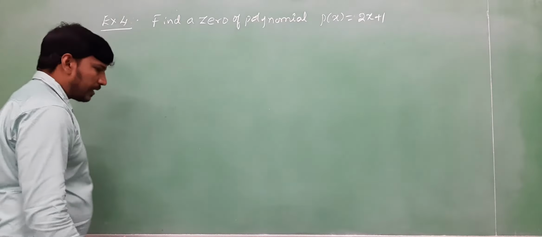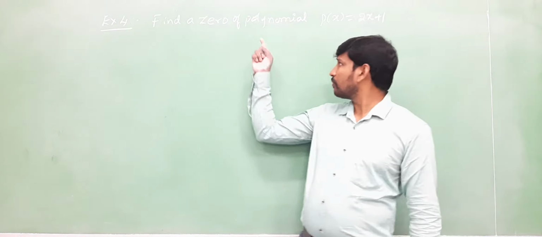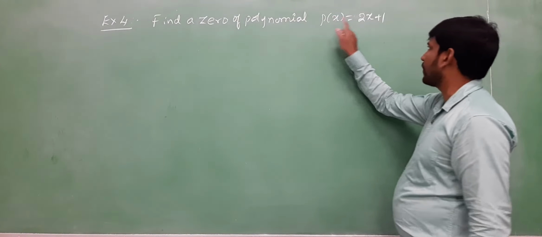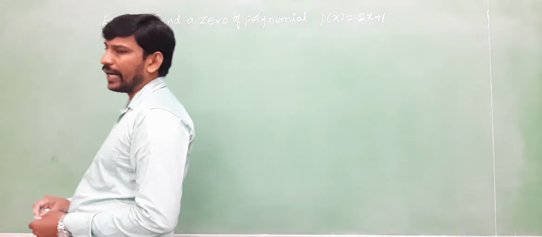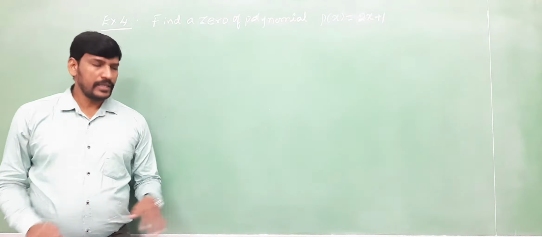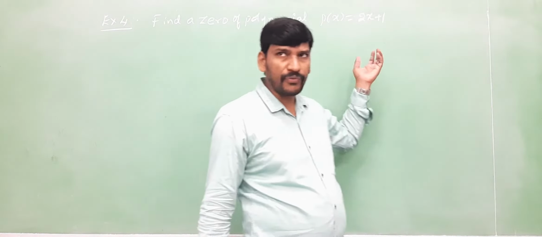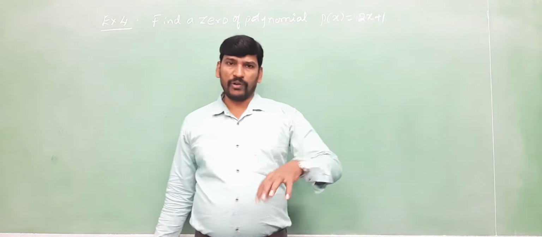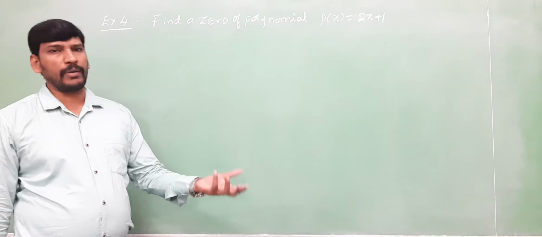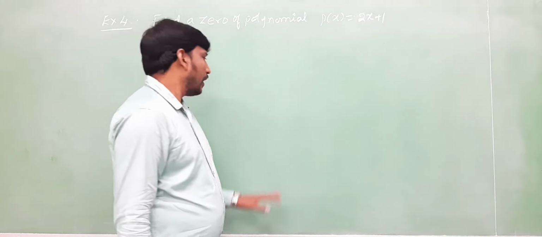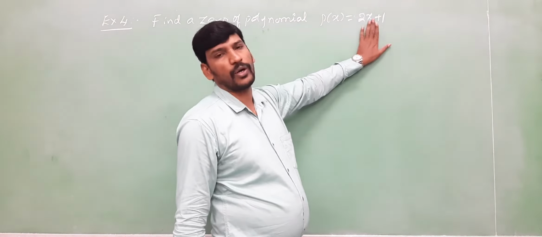Right children, let us discuss example 4. Find a zero of the polynomial p of x equal to 2x plus 1. Here they are directly asking how to find the zero of the polynomial. Till now we took some values of x, substituted them in place of x in the given polynomial, and simplified to get the value. Sometimes it may be non-zero, sometimes it may be zero also. Now, without giving the x value, how to find the zero of this polynomial?